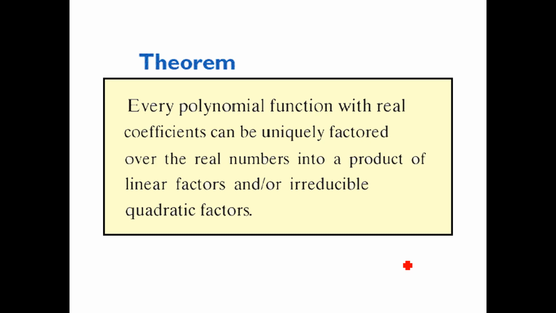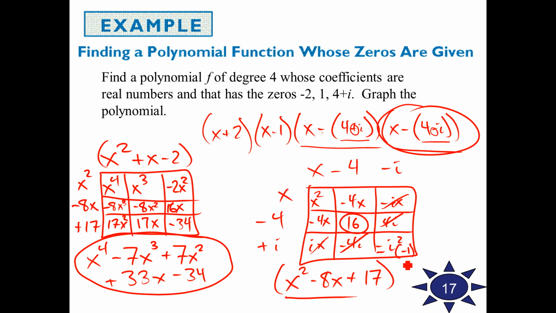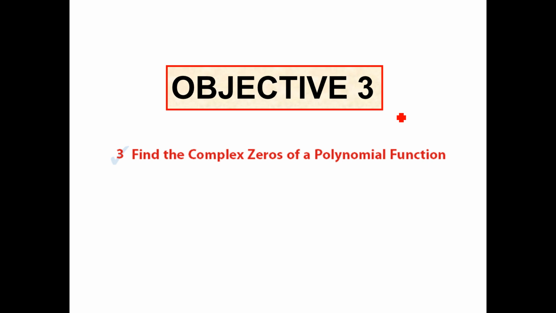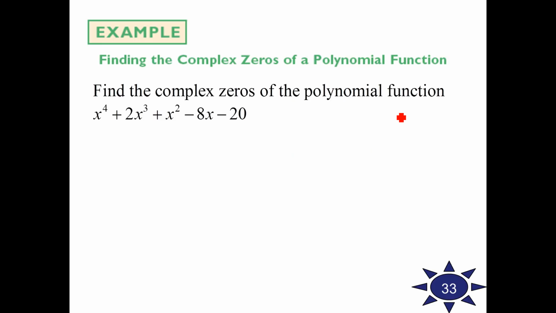All right, so every polynomial function with real coefficients can be uniquely factored over the real numbers into a product of linear factors and or irreducible quadratic factors. What this is saying is every polynomial function with real coefficients. Okay, so if you have nice coefficients out in front of all of these, 1 and negative 7 and 7, we can factor them down into factors of real and imaginary solutions. All right, last objective, let's find the complex zeros of a polynomial.